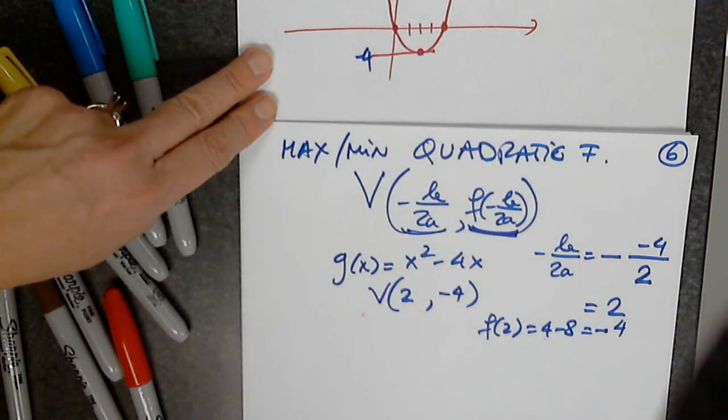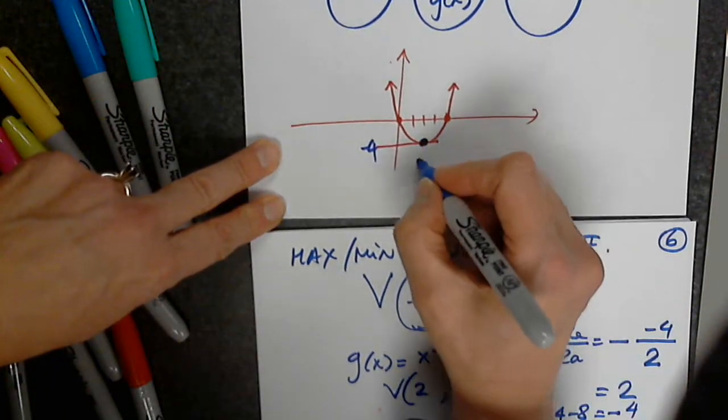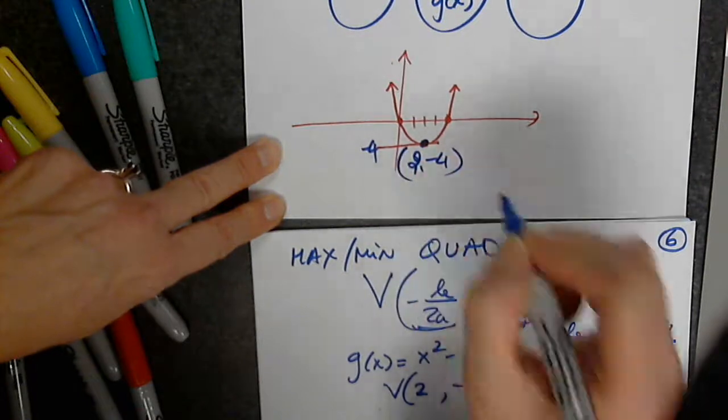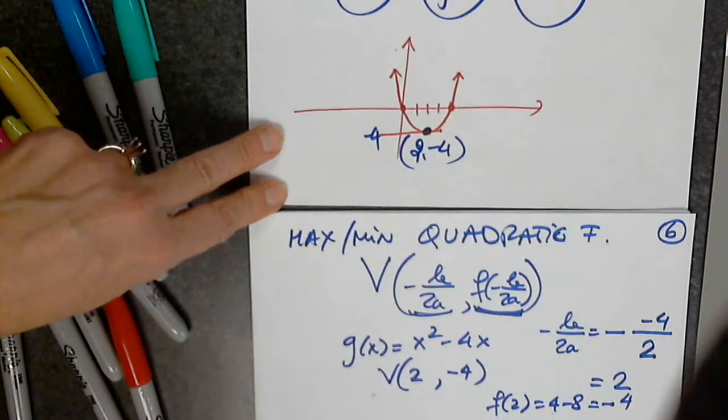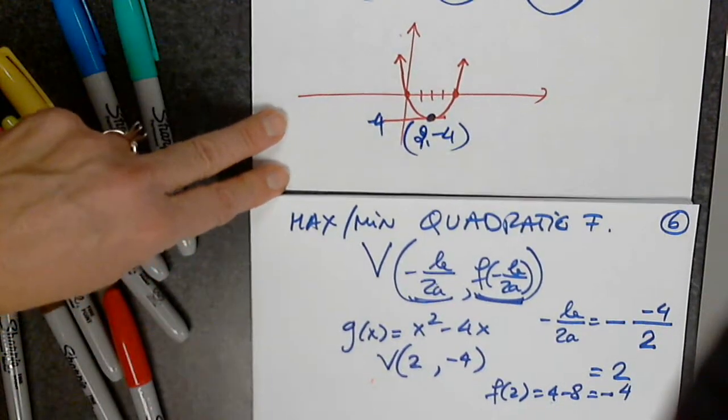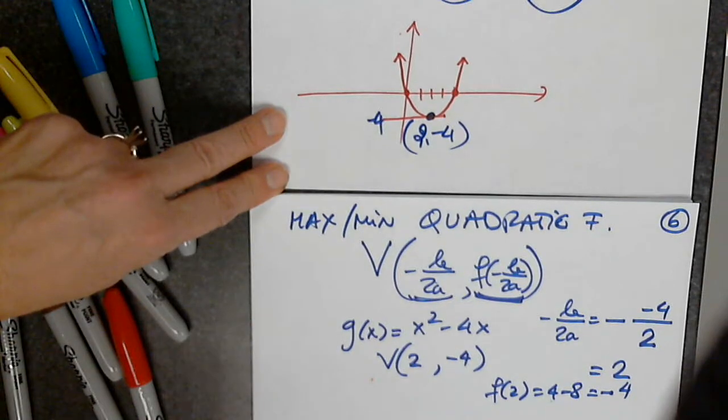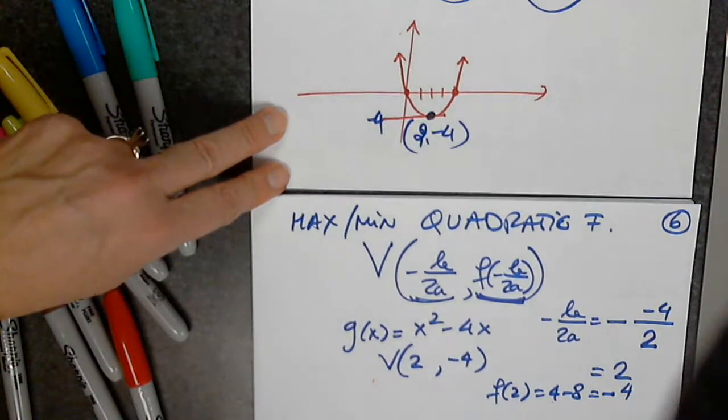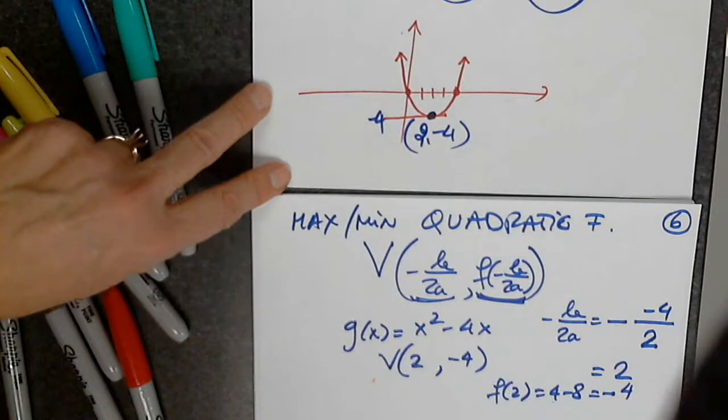Is that okay? So the vertex equals that? This point is 2 comma negative 4. It's a good review, so we can go faster in chapter 3. I'm going to go through the steps again, no matter what.